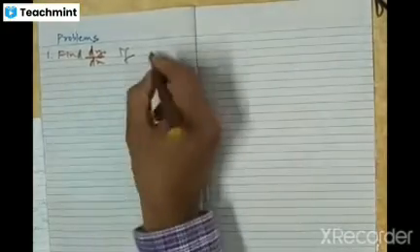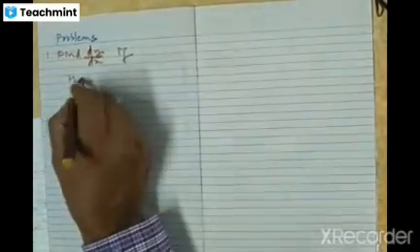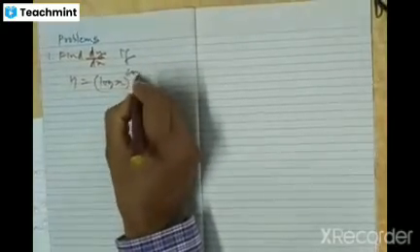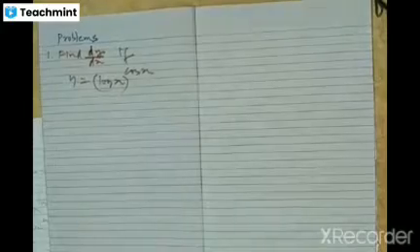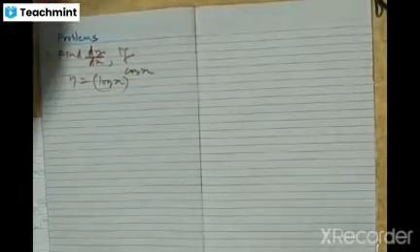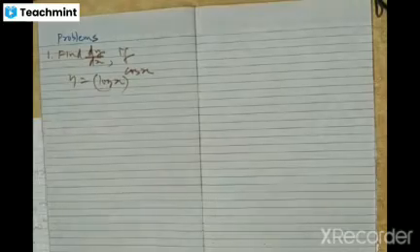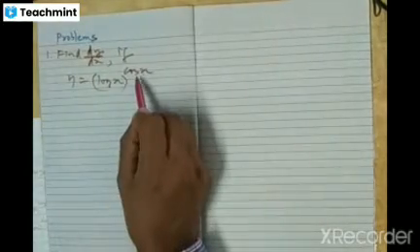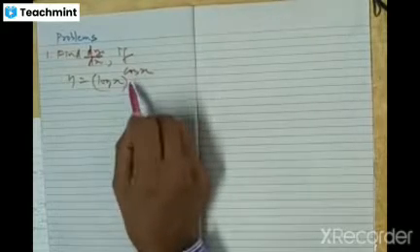if y is equal to log x whole power cos x. Find dy by dx if the function is y is equal to log x whole power cos x. Say the given function is of the form u power v. Here u is log x, v is cos x. Both are functions of x.